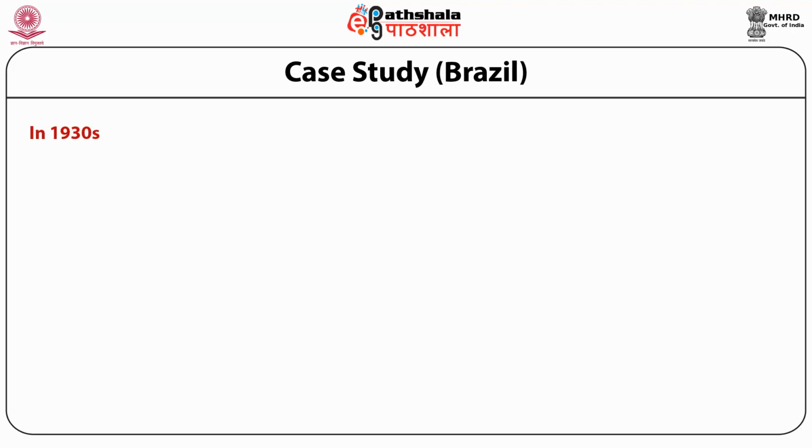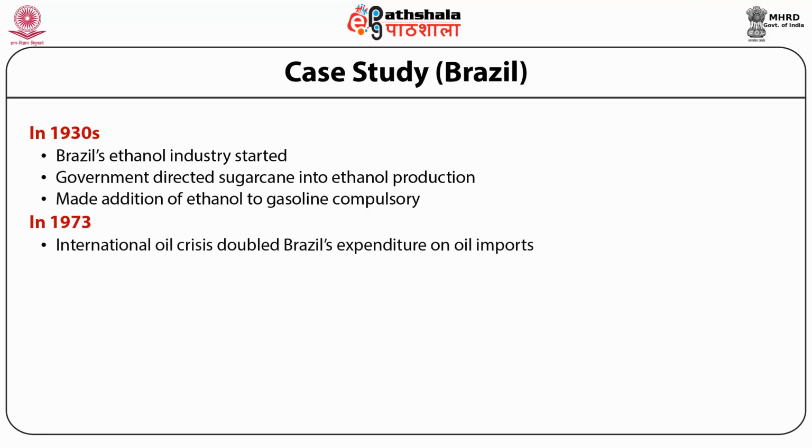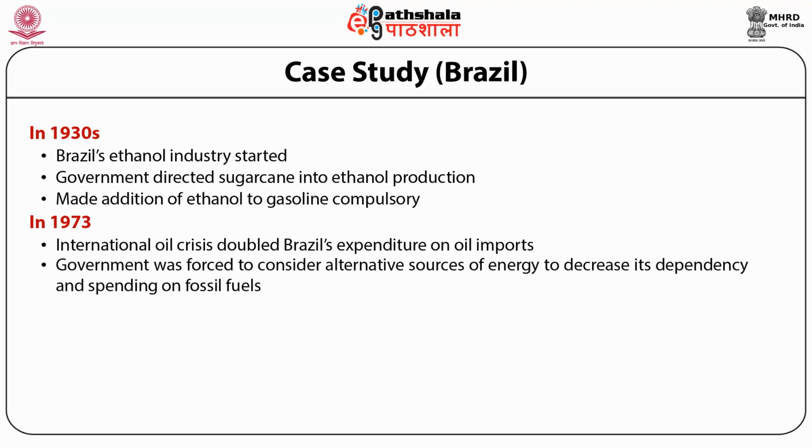In 1930, Brazil's ethanol industry started, where the government directed sugarcane into ethanol production and made the addition of ethanol to gasoline compulsory. In 1973, the international oil crisis doubled Brazil's expenditure on oil imports. The government was forced to consider alternative sources of energy to decrease its dependency and spending on fossil fuels. In 1975, ethanol production increased as a substitute for gasoline.